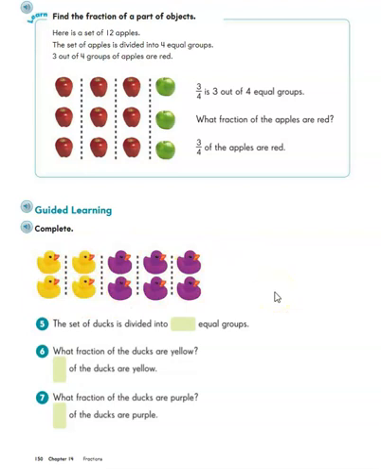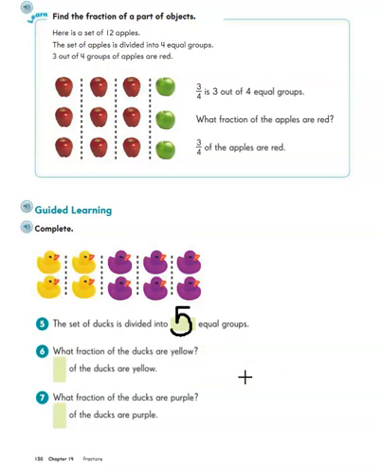And we can see by those little lines that our rubber duckies have been split into 1, 2, 3, 4, 5 equal groups. So we know right here we can write 5 because the set of ducks is divided into 5 equal groups. And now it's asking us number 6, what fraction of the ducks are yellow?